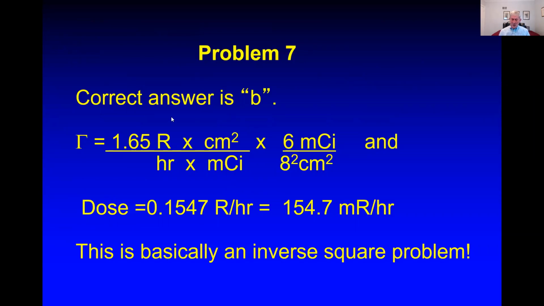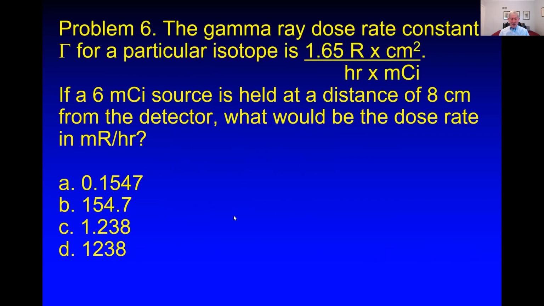We set it up exactly the same way. Here's our constant. We're going to multiply by 6 millicuries. Millicuries cancel. We're going to divide by 8 squared centimeters squared. This is an inverse square law problem. Centimeters squared cancel. So all the units are canceled except R per hour. So here's what we've got. 1.65 times 6 divided by 64. And that comes out to be 0.1547 R per hour.